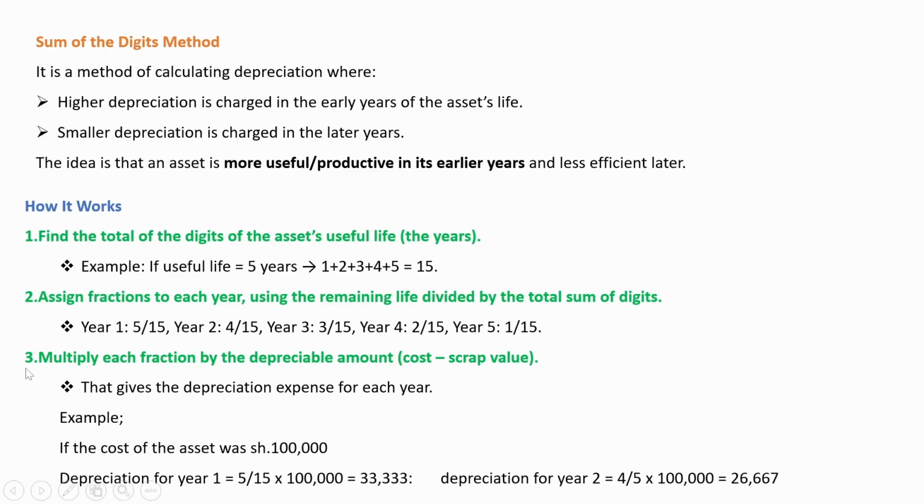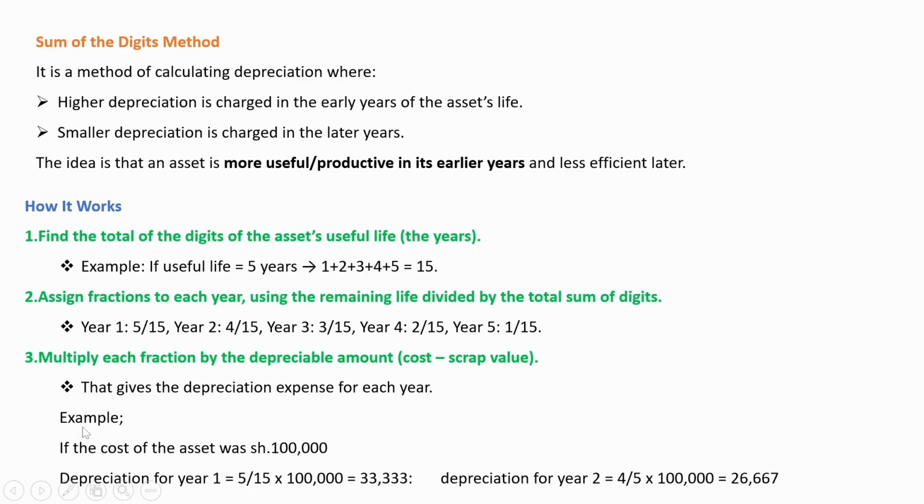So look at step 3. Multiply each fraction by the depreciable amount. The depreciable amount is usually the cost, but if you are given the scrap value, which is also known as the salvage value, the depreciable amount is cost minus scrap value. So when you take the fraction, you multiply by the cost, it gives you the depreciation expense for the year.